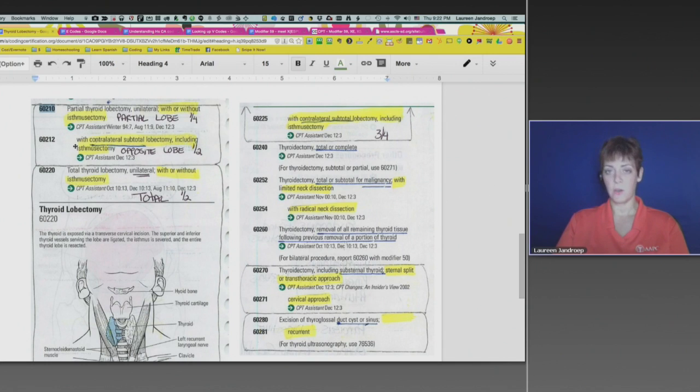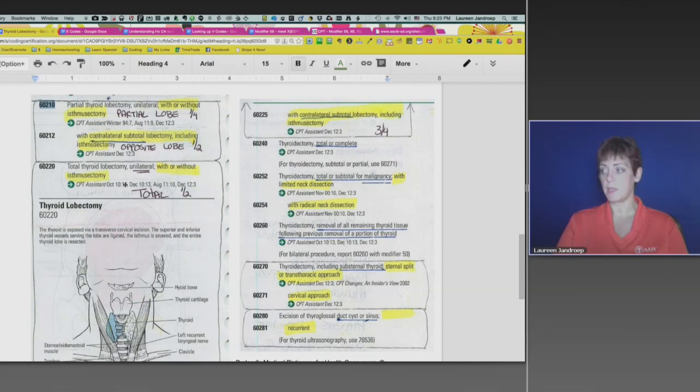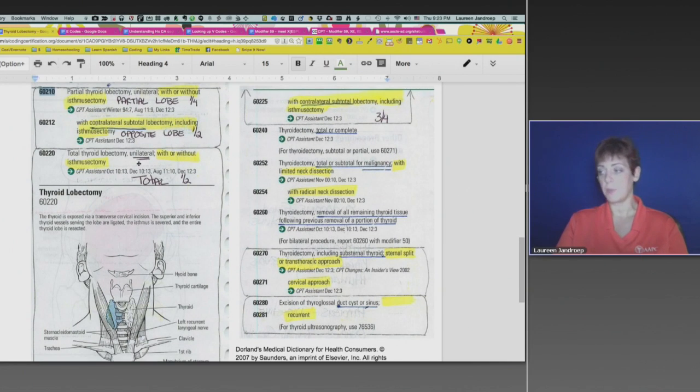The indented code 60212 says with contralateral, that means the opposite side, sounding close, right? Lobectomy including the isthmus. So this is basically half the butterfly, so a little bit of one side, a little bit of the other side. 60220 is a total thyroid lobectomy. That's on one side, again, with or without the isthmus. So to me, because that's one whole half, that's half the butterfly. It's one of the lobes.